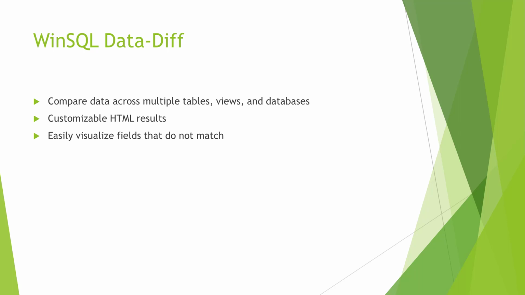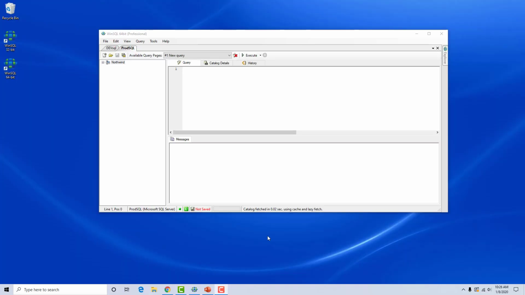When I run Data-Diff, the output report is generated in HTML format and will show all records that do not match. In this example, I'm going to be comparing data located in two different Microsoft SQL servers. Keep in mind that you can also compare across two different database types.